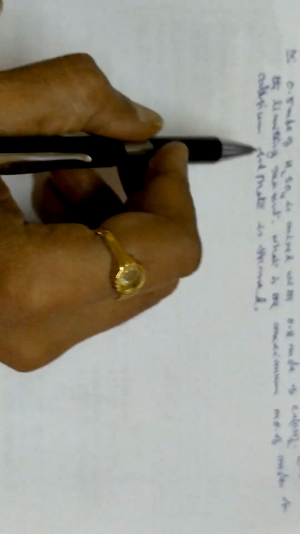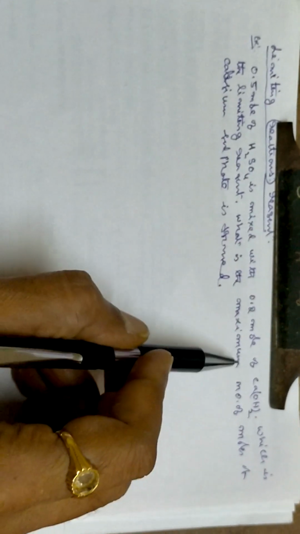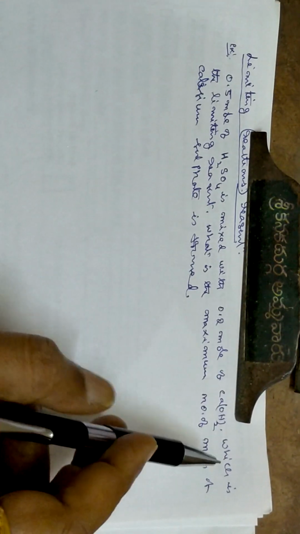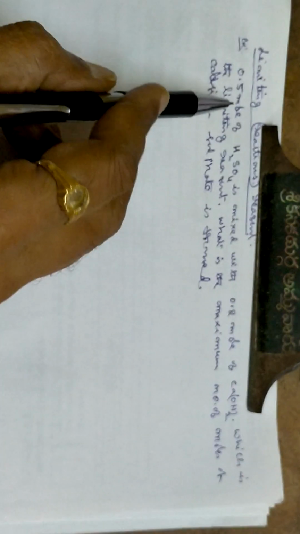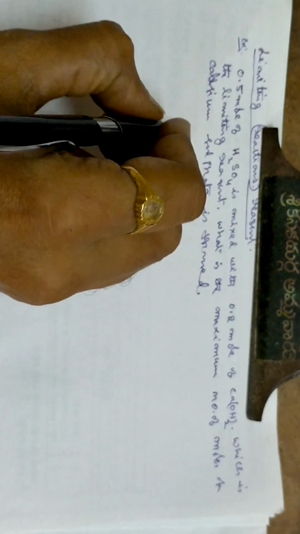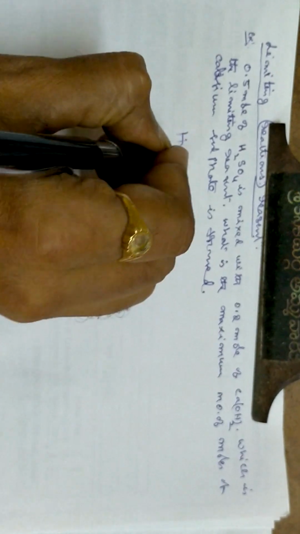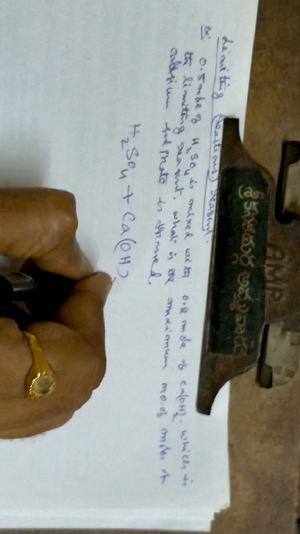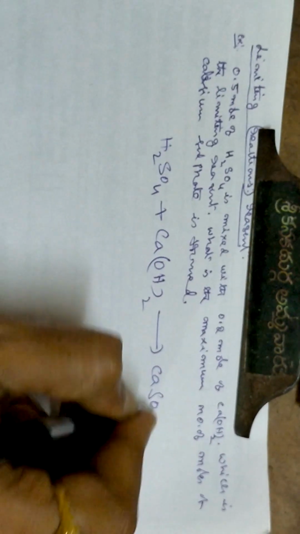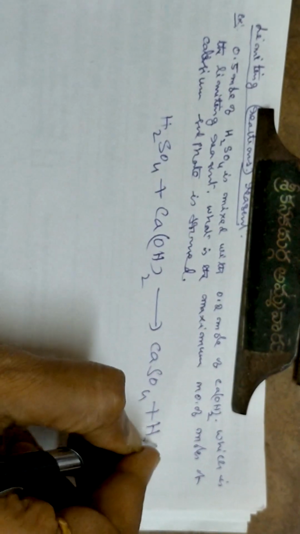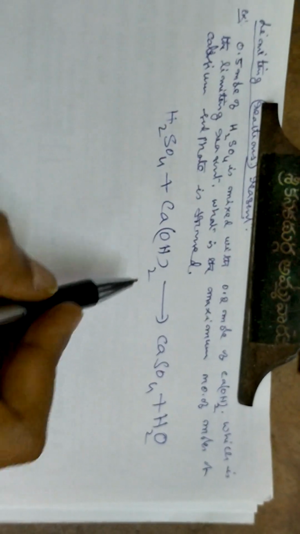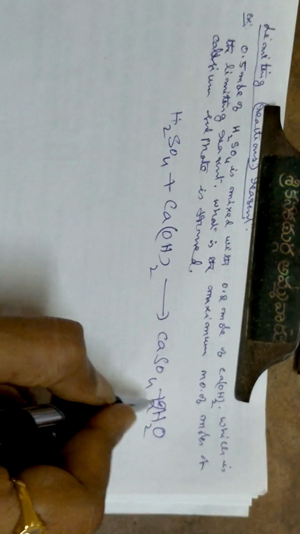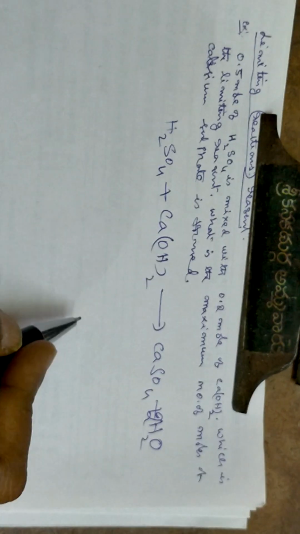The question is: 0.5 moles of sulfuric acid is mixed with 0.2 moles of calcium hydroxide. It is an acid-base reaction. Which is the limiting reagent? Now I am writing the equation directly. Sulfuric acid, H2SO4, plus calcium hydroxide gives calcium sulfate plus water, salt plus water. Now on balancing, two hydrogens plus two hydrogens make 4 hydrogens, 2 H2O, SO4, calcium, everything is balanced.